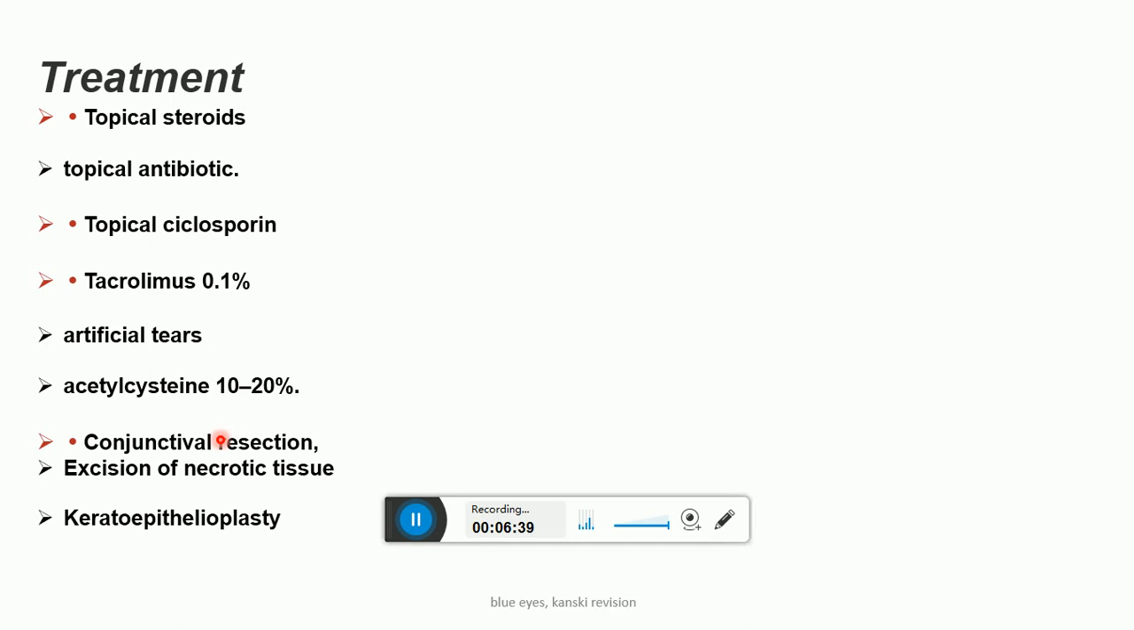Conjunctival resection may be combined with excision of necrotic tissue. It is performed if there is no response to topical steroids. The excised area should extend 4 mm back from the limbus and 2 mm beyond the circumferential margin. Keratoepithelioplasty is the suturing of a donor corneal lenticule onto the scleral bed. It may be combined to produce a physical barrier against conjunctival regrowth and further melting. Steroids are continued postoperatively.